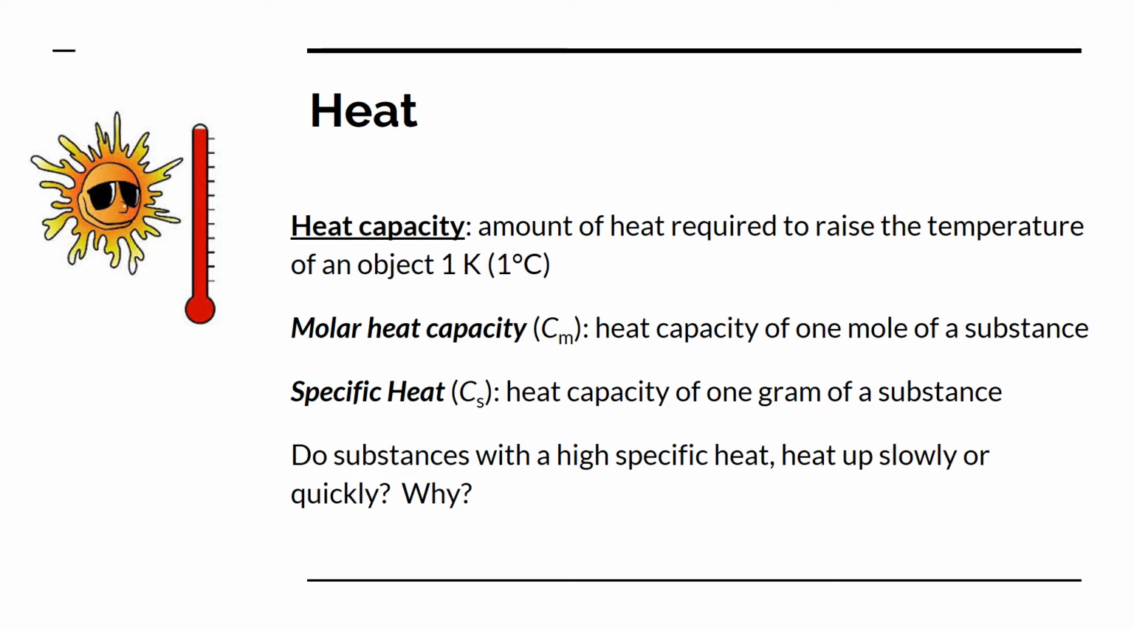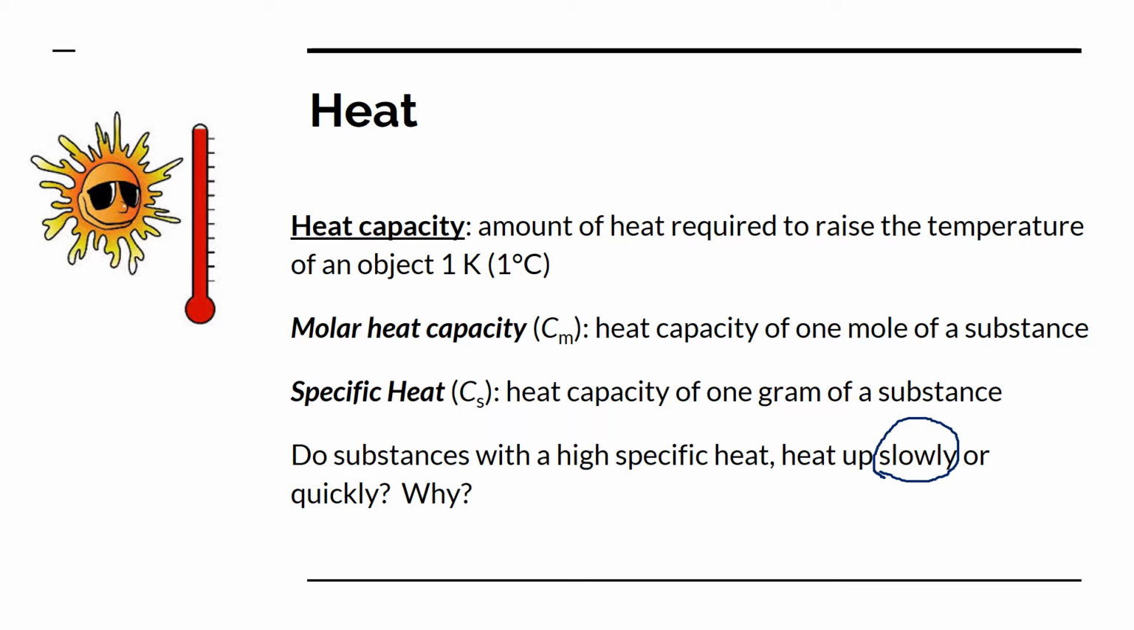So a generalized question would be, do substances with a high specific heat heat up slowly or quickly, and why? These types of substances will heat up slowly. If something has a high heat capacity, something like water has a very high heat capacity. Remember, the specific heat is the amount of heat it takes to raise 1 gram of a substance 1 degree Celsius. So if you have a high specific heat, it's going to take you a longer time to heat something up. However, it will hold the heat in better. It'll also take a long time to cool down.